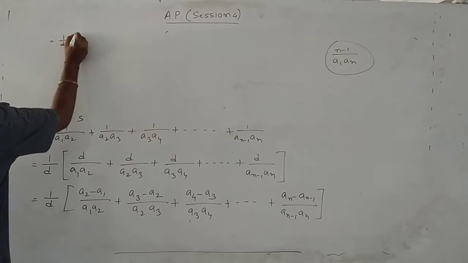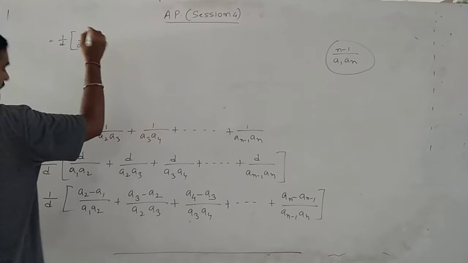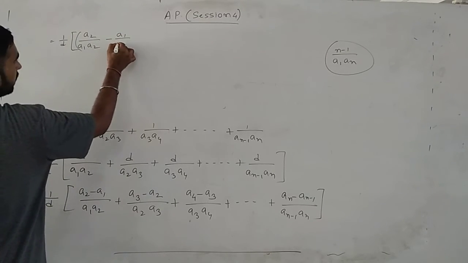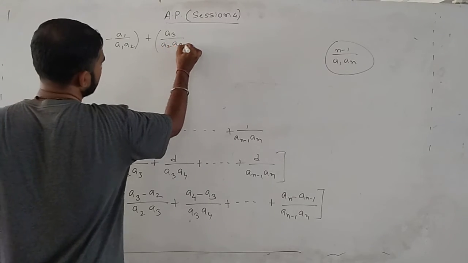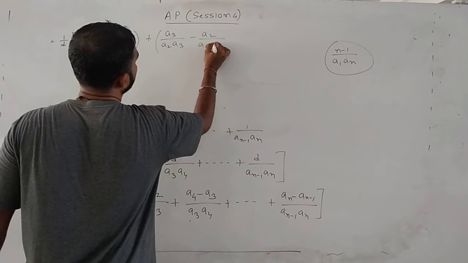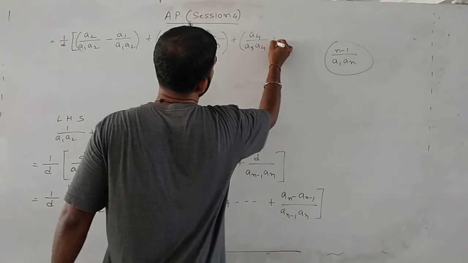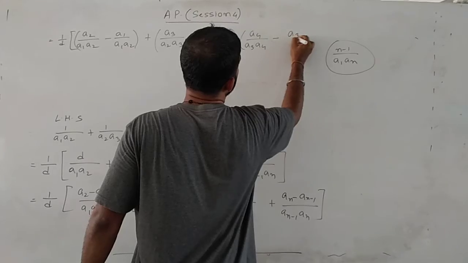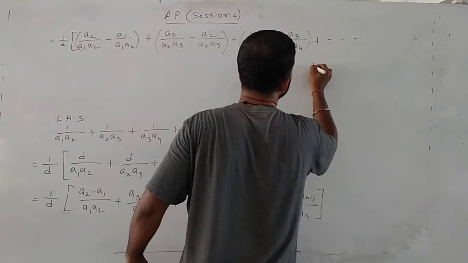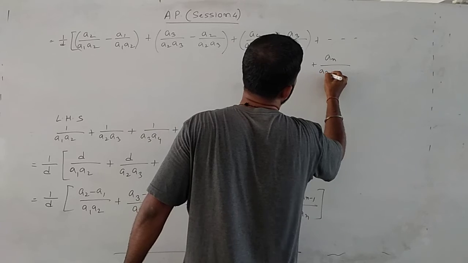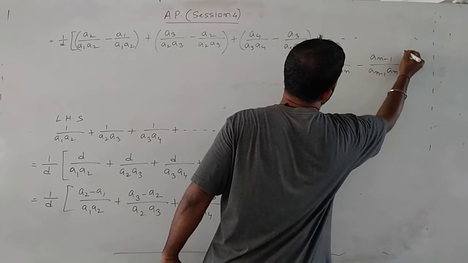Now next, 1 by d. Now distribute them: a2 by a1 a2 minus a1 by a1 a2 plus a3 by a2 a3 minus a2 by a2 a3 plus a4 by a3 a4 minus a3 by a3 a4, in this way, plus an by an minus 1 an, then minus a n minus 1 by a n minus 1 a n.